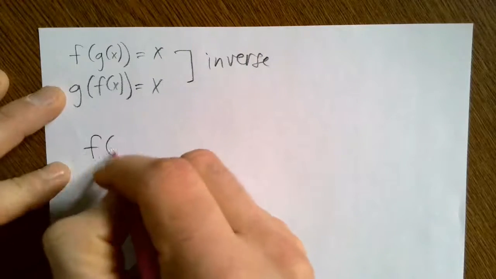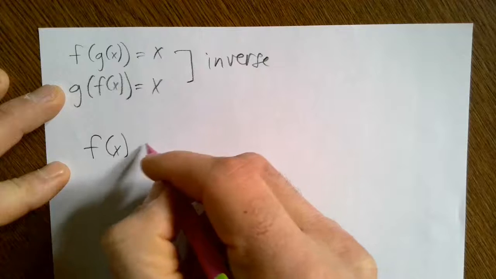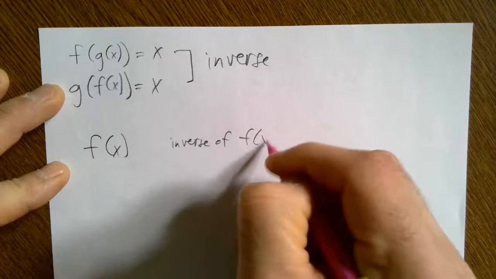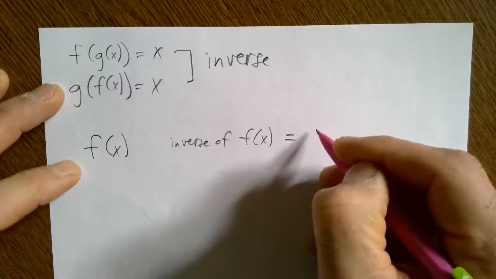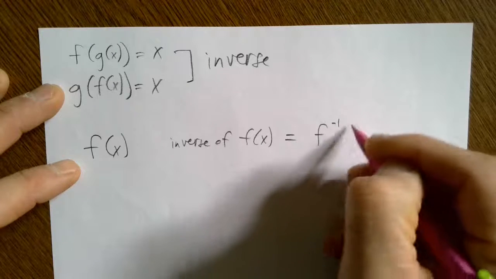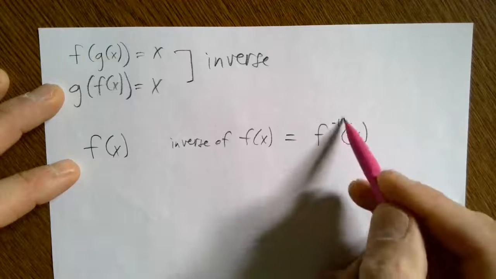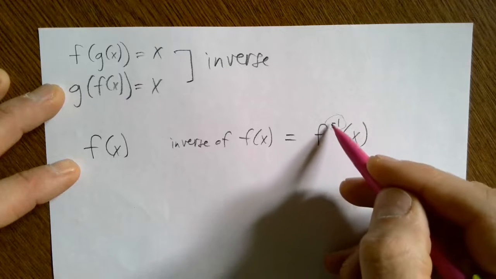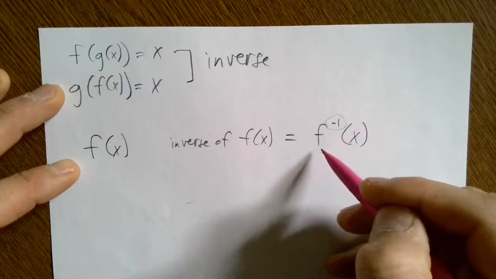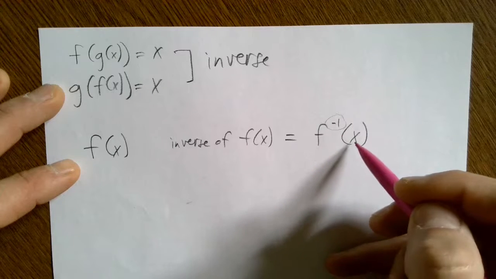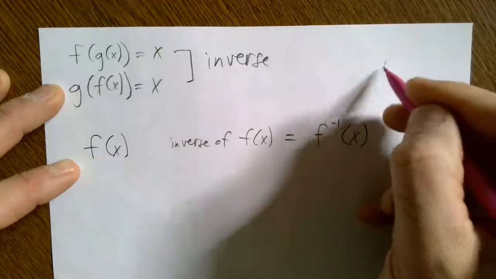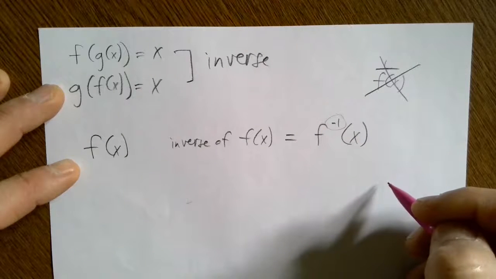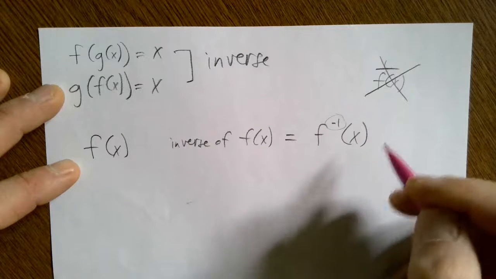Now you can write this. So if you have f of x, the inverse of f of x is written like this. F inverse of x. This is not an exponent, so don't get tricked. You'll see this. F inverse is how you read it. You read f inverse of x. It does not mean 1 over f of x. It's not an exponent. It just means the f inverse.